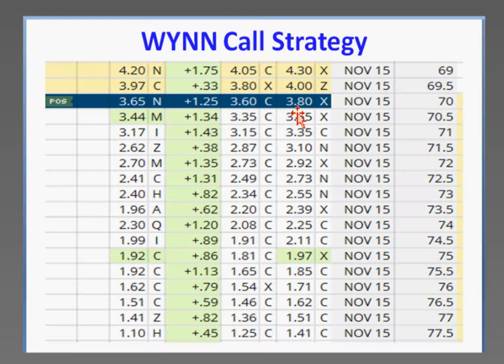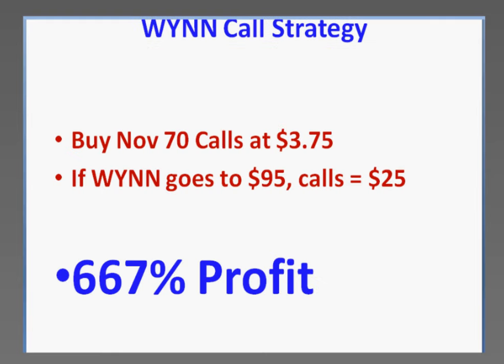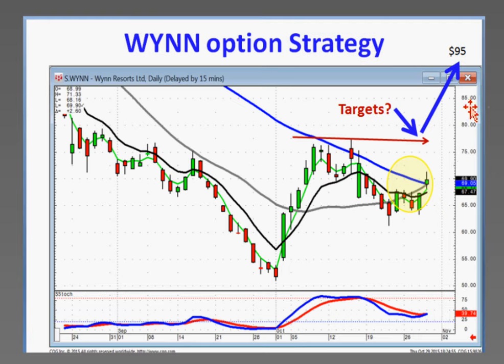Well, you could be buying the calls. Buying the November 70 calls for $375. If it goes up to 95, obviously that price move is going to be up to $25 or a 667% profit. But what do we have to assume for it to go all the way up here? We've got to assume that the market is going to stay strong for the next 3 or 4 weeks to allow this price to continue upwards.